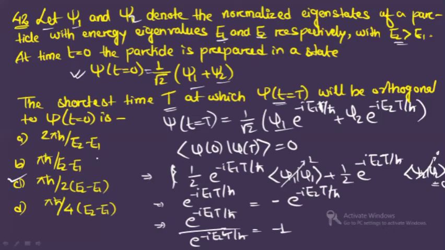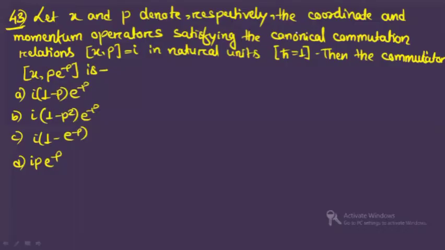Next, let's see. Next question is: X and P are denoting the coordinate and the momentum operator, and they satisfy the commutation relation [X, P] equals i, and h cut is equal to 1 here. So you have to find the commutation of this, right?